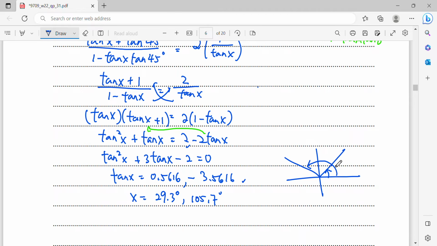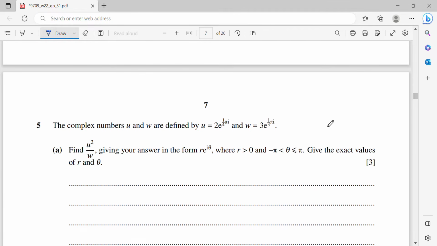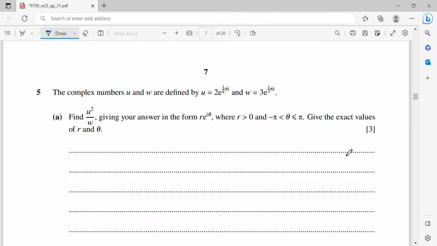So now, let's move on to the next question. Question 5. Complex numbers u and w are defined by u equals to 2e, 1 over 4 pi i, and w is 3e, 1 over 3 pi i. Now, find u squared over w, giving your answer in the form re to the i theta. This is a Euler form, where r greater than 0 and then theta between minus pi and pi, so inclusive pi. Give the exact values of r and theta, means no decimal.